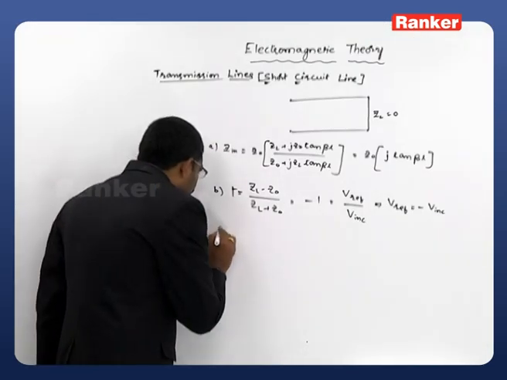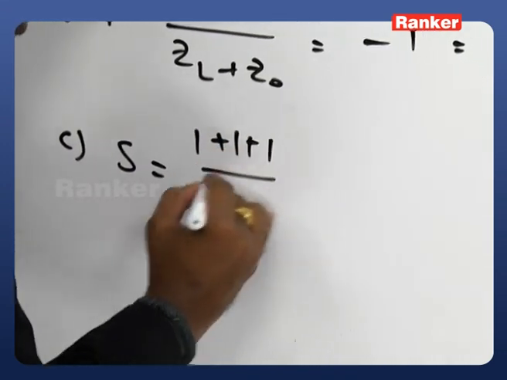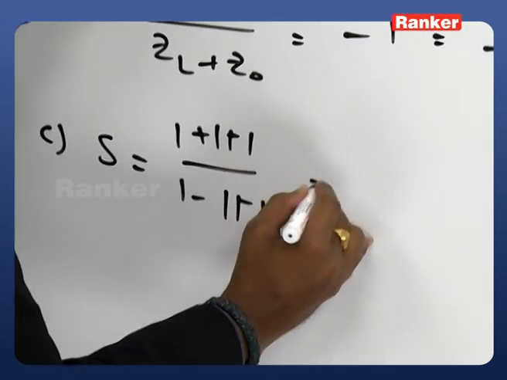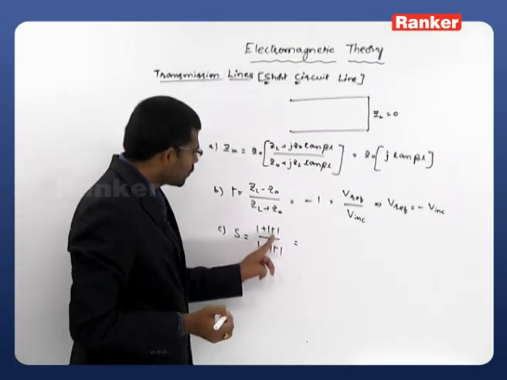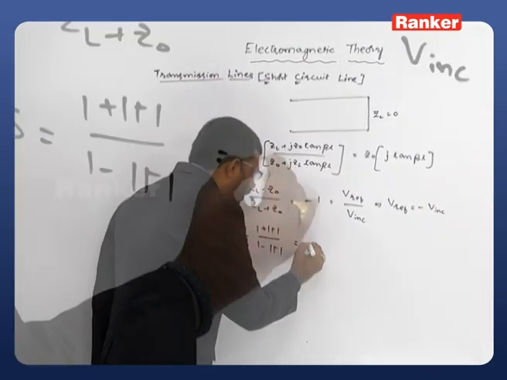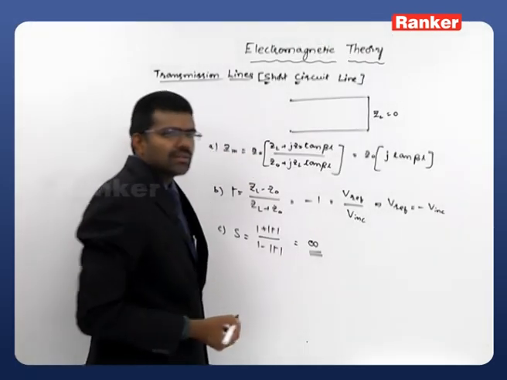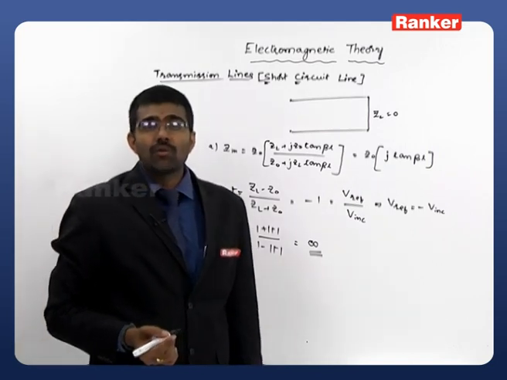Similarly, the third parameter I am observing is VSWR, that is 1 plus magnitude of gamma divided by 1 minus magnitude of gamma. If you substitute gamma equal to minus 1, it is 1 plus 1 divided by 1 minus 1. What you will get is infinity, that is, the maximum voltage standing wave ratio will be there.